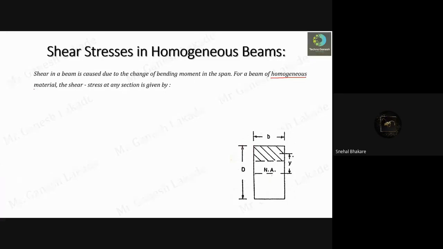A mixture of two or more materials, not more than two, that is materials. That is not called a homogeneous. That is exactly opposite to the homogeneous. Homogeneous means it is made up of only a single, same material. And a mixture of two or more materials will be called a composite section.